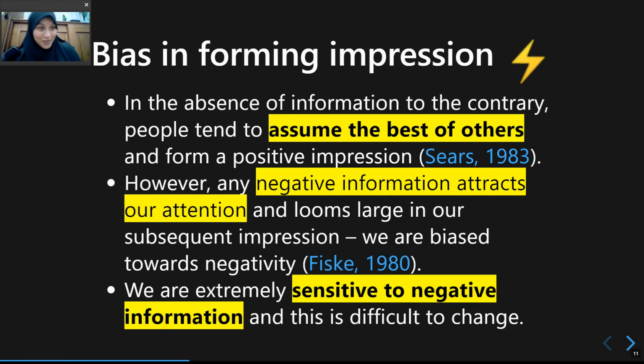So why is that? Because we're very sensitive to negative information about others, because it's a part of our survival mechanism. We're trying to avoid danger and threat, and of course, if you heard negative information about someone that you first met, then you would rely on that when making an impression, and it's really hard to change those negative impressions.